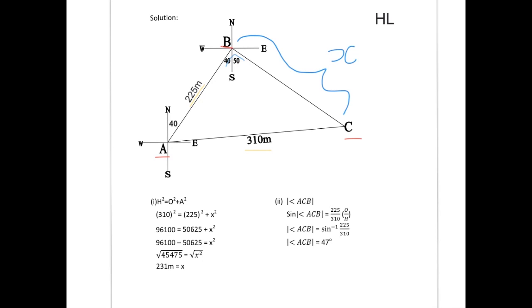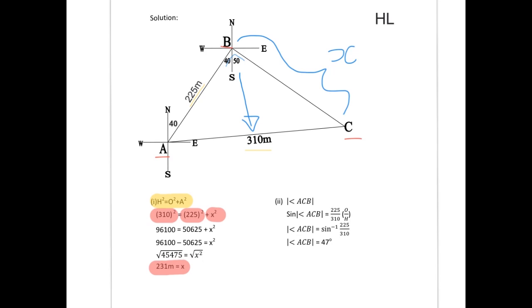So all we're going to use is our Pythagoras' theorem. Since we know the other two sides, the only thing we need to keep in mind is which side we label as h, remembering that it has to be the side opposite our right angle. So the 310 meters becomes our h, and our other two sides are our O and A. So filling our numbers in and working them out and getting x squared just to one side, we eventually come to the answer that x is 231 meters.